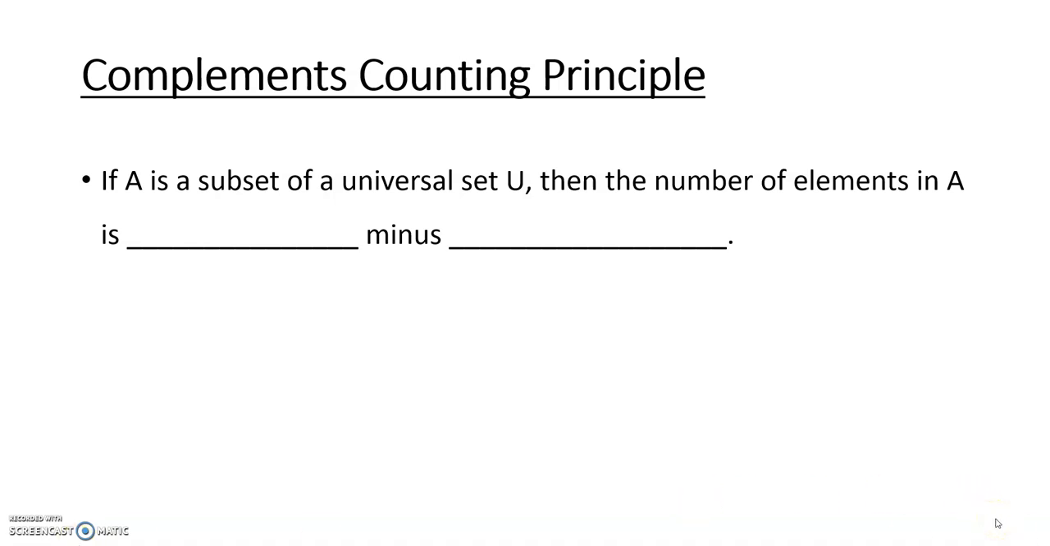If A is a subset of a universal set U, then the number of elements in A is n(U) minus n(A prime). That's the number of elements in the universe minus the number of elements not in A, and we'll find the number of elements in A. The formula n(A), the number of elements in A, equals the number of elements in the universal set minus the number of elements not in A.